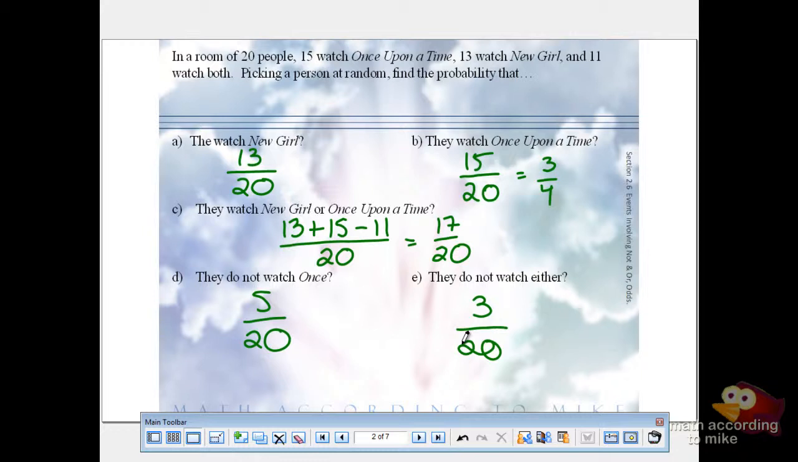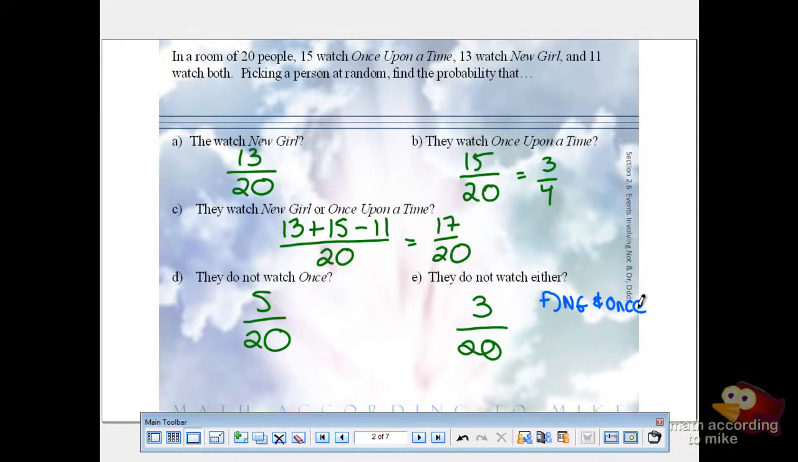I'm going to show you how to do it via Venn diagram to make it a little more visual. But a couple comments. One, I should really have a part F on here, and that would be they watch New Girl and Once Upon a Time. So I'm going to sneak that off to the side. New Girl and Once. Well, there's that word and. And usually means to multiply. In this case, it does not.